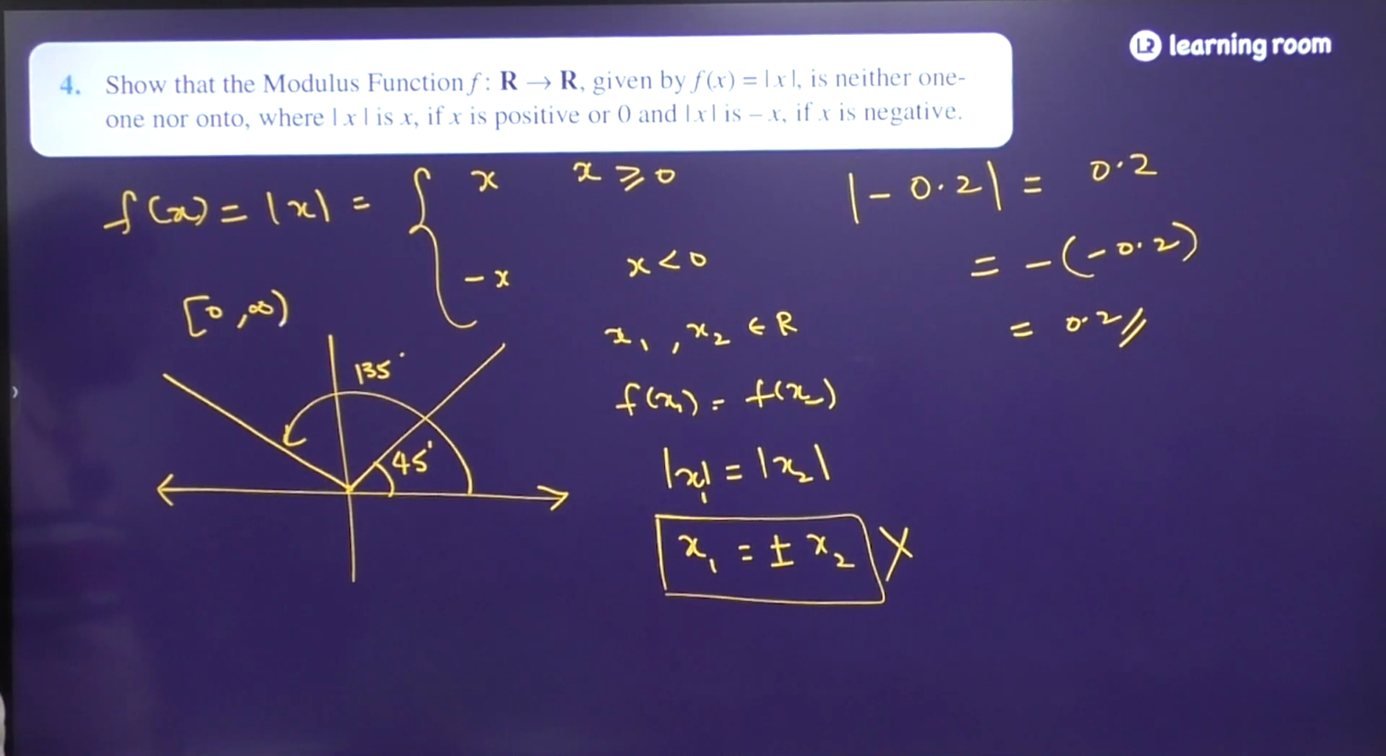There are multiple ways in which you can say this. What is the other way? We regularly keep telling that the negative real numbers in the codomain set do not have a pre-image in the domain set.